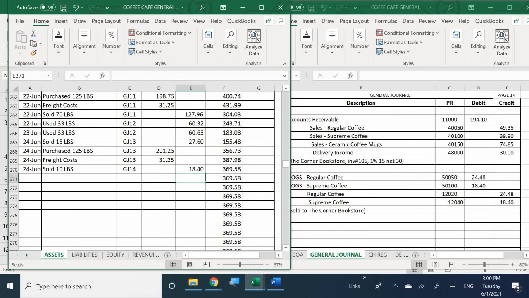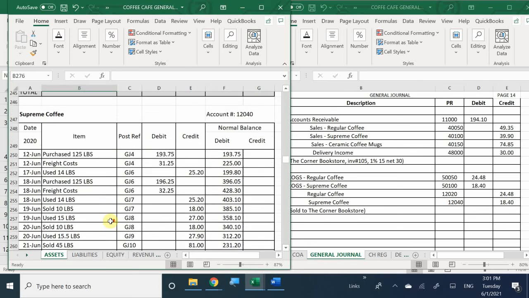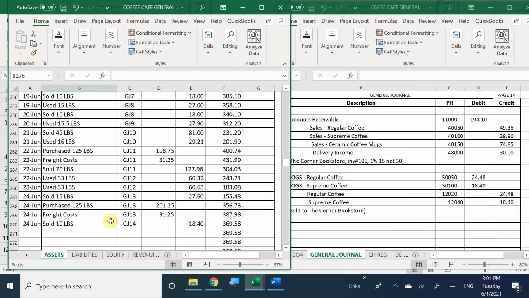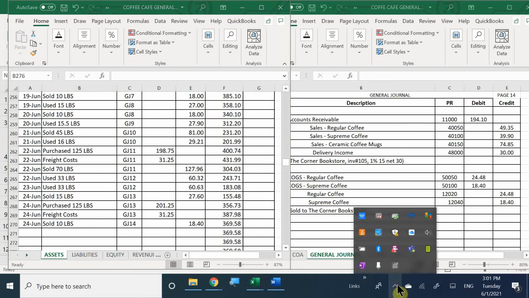What is that one under? Supreme Coffee. We're under Supreme Coffee. Yes. Okay. All right, so it is exactly 3:01 right now. I'm going to call break.